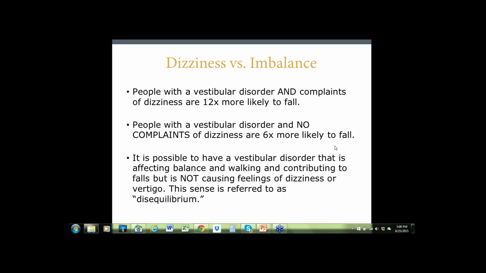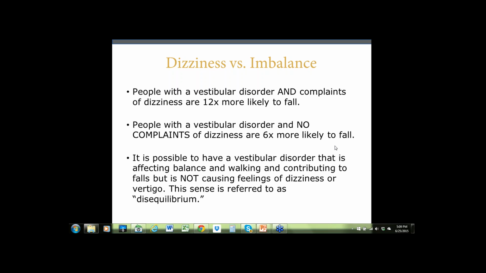So we just looked at common presentations of people with vestibular disorders, and I emphasize that because there are so many people I see with undiagnosed vestibular problems. But I want to be clear, and this is a really important point, that people can have a vestibular disorder and be complaining of dizziness and vertigo. That's one population. The vestibular system is a factor in about 45 to 50% of people that are actively complaining of dizziness and vertigo, because keep in mind, there are other things that cause dizziness and vertigo.